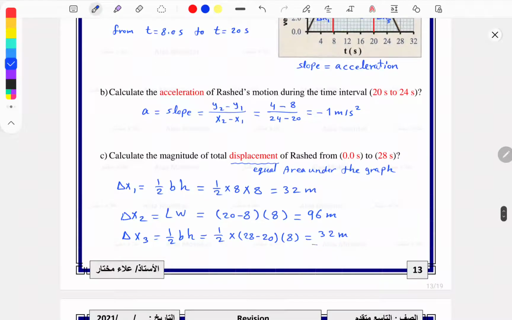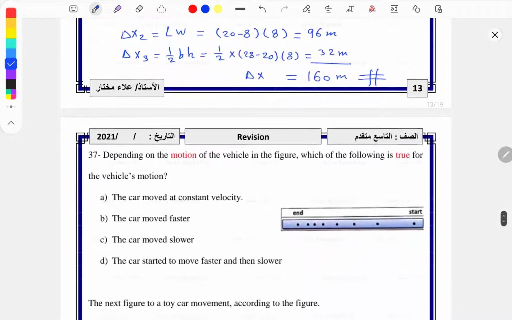Now if I add all of these numbers together, the total displacement will equal 32 plus 96 plus 32. The answer will be 160 meters. This is the answer.